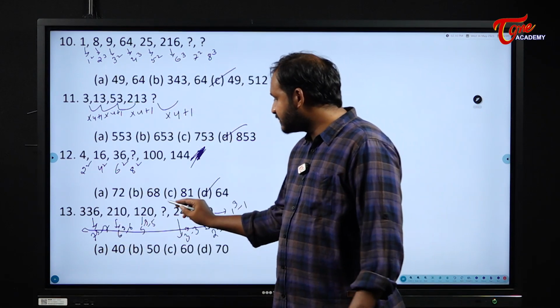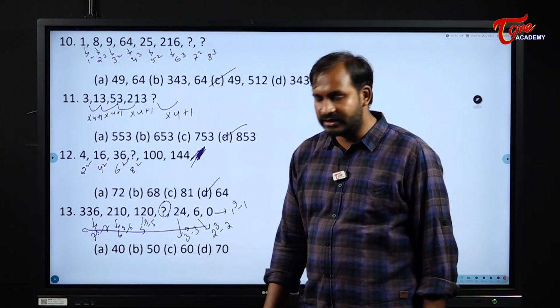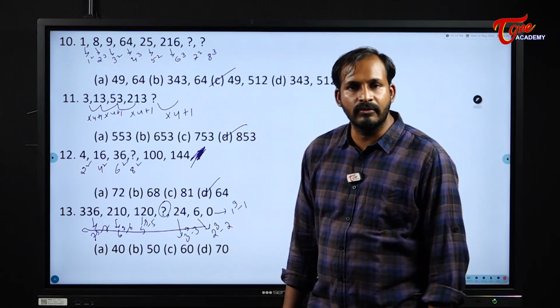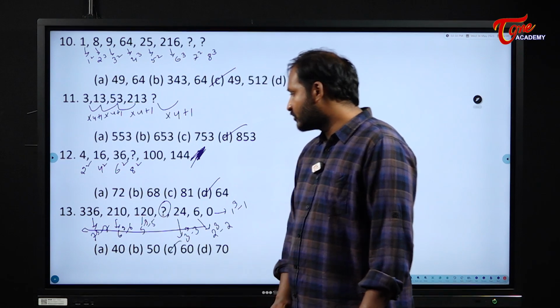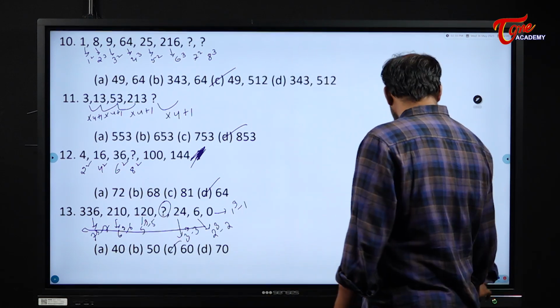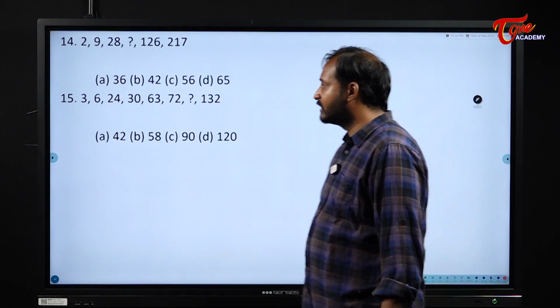Okay, so what should I get here? 4 cube minus 4. 4 cube is 64. 64 minus 4, what is it? 60. So our answer here becomes 60. Okay, understood? Observation is very, very important here, students.